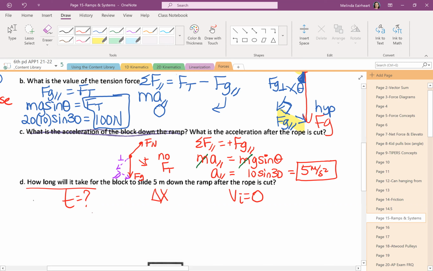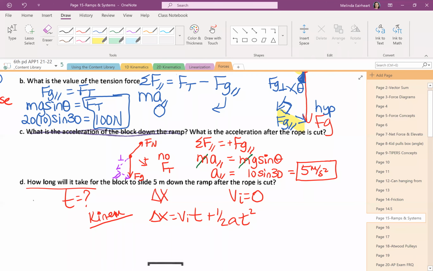Kinematics. And so kinematics, callback. Again, the thing connecting kinematics and forces, acceleration. And so which equation are we going to use with acceleration, initial velocity, distance, and time? Second one. And so displacement equals VI t plus 1/2 AT squared. And it's not really horizontal, it's not really vertical. If you wanted to get technical, it's a parallel distance, a parallel initial velocity, and a parallel acceleration. Time is the only thing that doesn't care.